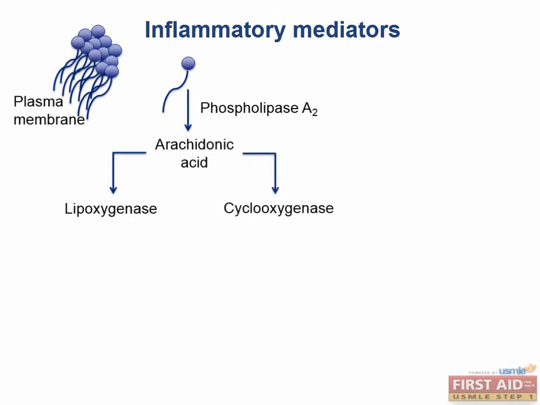The lipoxygenase pathway is simple. AA is ultimately converted into leukotrienes, including LTB, C, and D. Do you recall what LTB4 does from pathology? Neutrophil chemotaxis. LTC and D are really potent bronchoconstrictors.